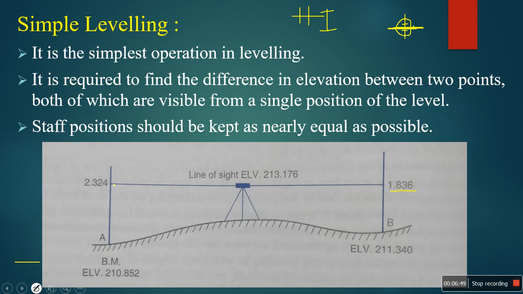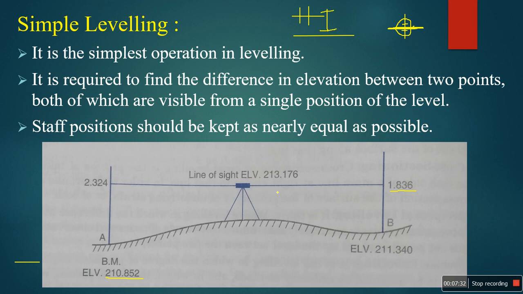Whatever line is there, this is called the line of sight. What is the elevation, or RL, of this line of sight from the benchmark? I will calculate here. The HI of this line of sight is equal to the RL of the benchmark, that is 210.852, plus the staff reading taken on the benchmark. Here the staff reading is 2.384 meters. Just add these two, and we get the RL of this line of sight. It is also called the height of instrument.